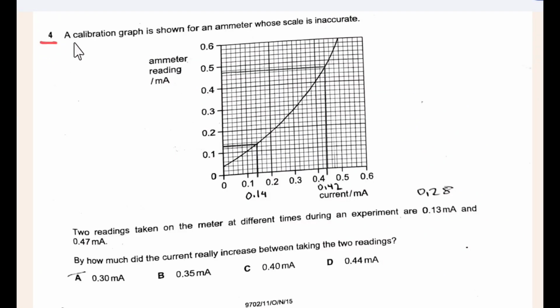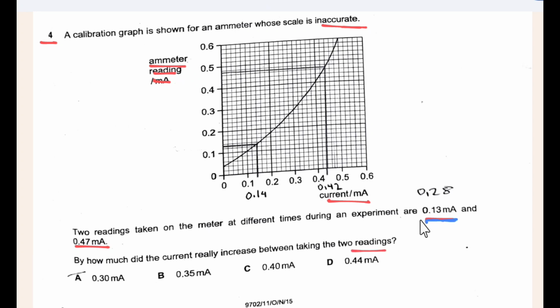Question number 4. A calibration graph is shown for a meter whose scale is inaccurate. So the scale is inaccurate, that means the meter reading is inaccurate and the current is obviously accurate. Two readings taken on the meter at different times during an experiment are 0.13 milliampere and 0.47 milliampere. By how much did the current really increase between taking these two readings?